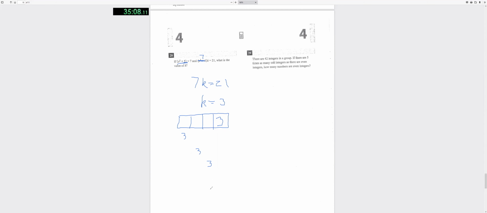When you do a grid-in for a practice test, please make the 4 boxes and please fill them in because you can make mistakes with the gridding in. All right, there are 42 integers in a group.